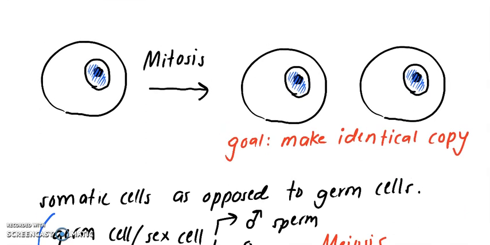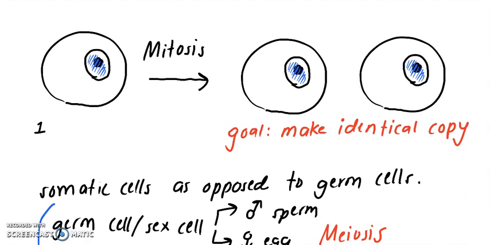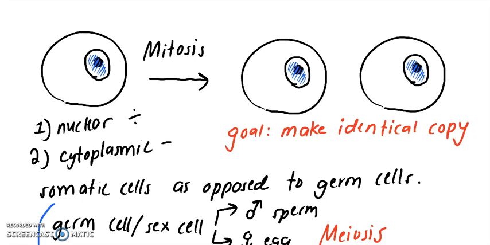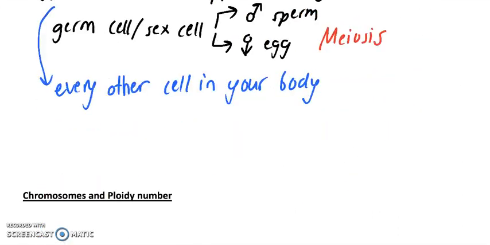Mitosis consists of two parts. The first part is called nuclear division. This is where the nucleus duplicates and then divides. The second part is called cytoplasmic division. And you can see the word cytoplasm there because that's when the cytoplasm eventually splits off into two.